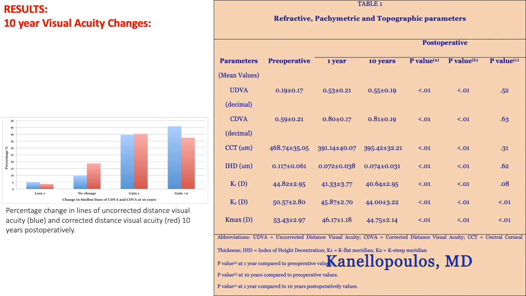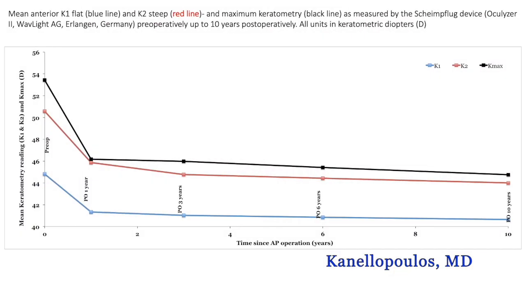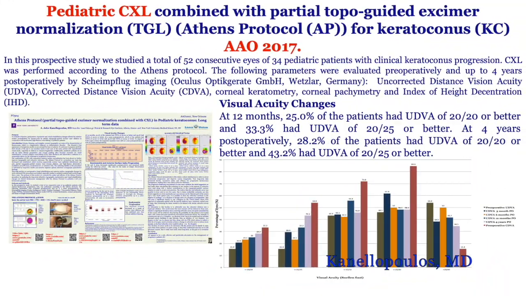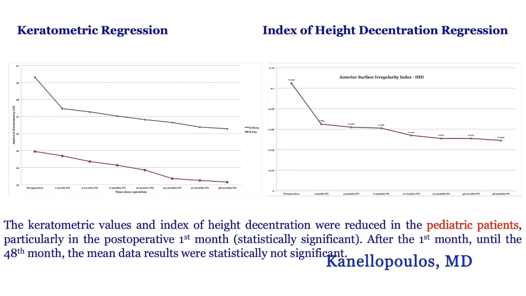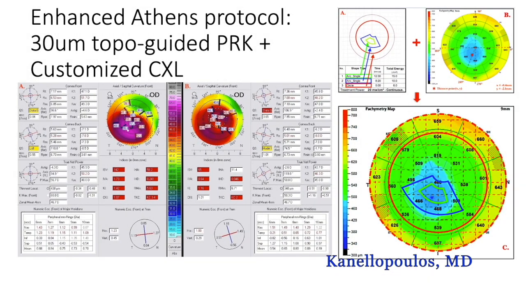improvement. We presented at this meeting several years ago, and it has now been published, the 10-year outcomes show that after the first year, we don't see much change here. Our patients are plotted through the years, and we reported over 2,000 in the literature, including pediatric patients who appear to benefit as well. And long-term curvatures, here's the keratometric regression, and what we like to use as a tool to assess these eyes, the index of height decentration. Pediatric patients work very well.